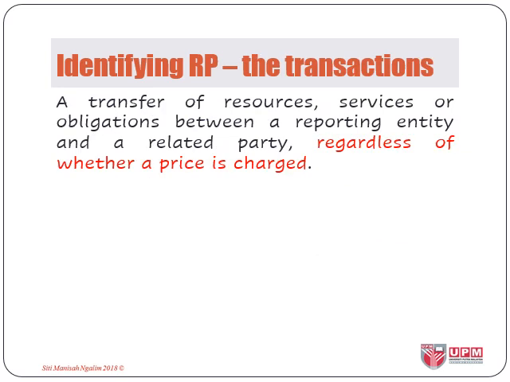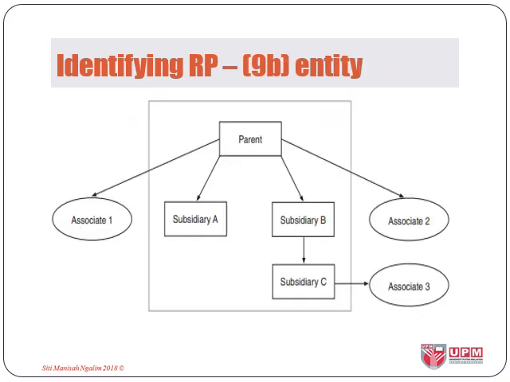The transactions between related parties is defined by a transfer of resources, services, or obligations regardless of the price. Let's consider this example. It would be beneficial if you have paragraph 9b with you together with this example. Here we have a group that consists of a parent, subsidiary A, subsidiary B, and subsidiary C, as well as associate 1 and associate 2 of parent and associate 3 of subsidiary C.